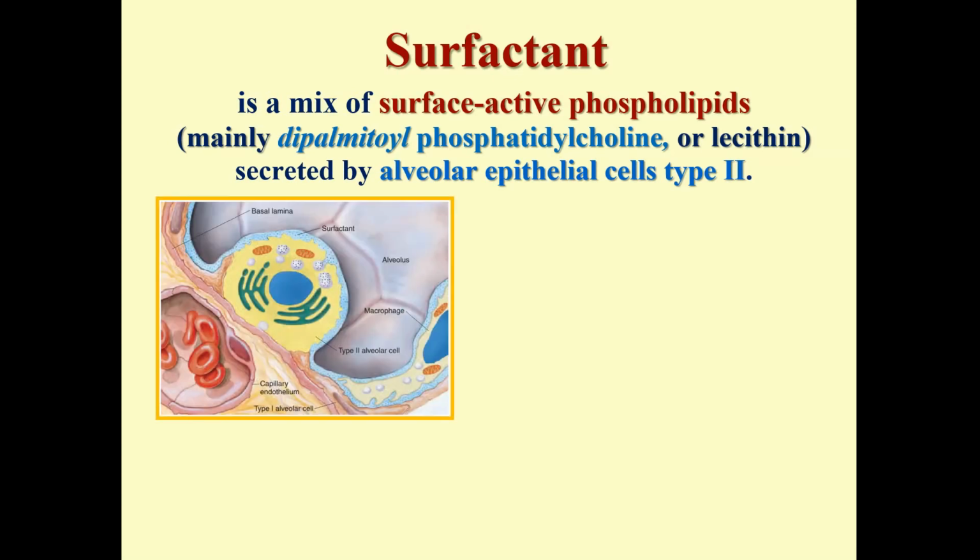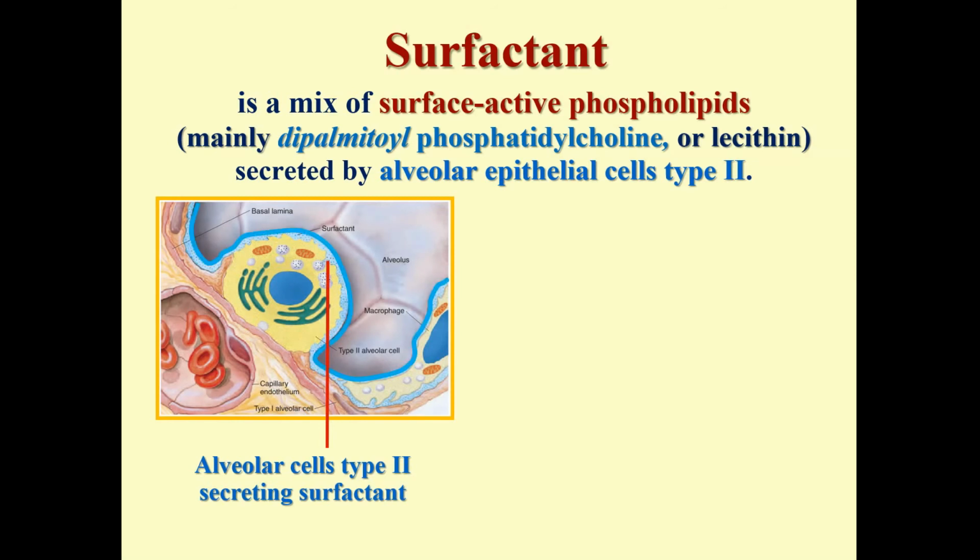Lecithin. Let's see first. This is one example of an alveolar epithelial cell type 2. See, the others are simply epithelial cells, pneumocytes type 1, and this is a big cell, type 2, that secretes surfactant. The surfactant is a blue layer that covers the whole surface of fluid in the alveolus.